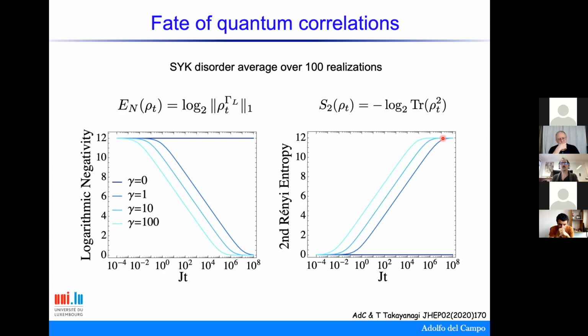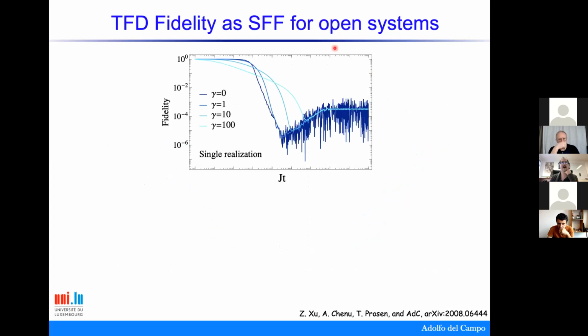Let's now look at the fidelity as a generalization of the spectral form factor for open systems. And I think this is where the interesting things happen. Yeah. So I plot it in dark blue for the system in isolation, where you see the decay towards a dip, then a ramp and the plateau. This is for a single copy without any ensemble average.